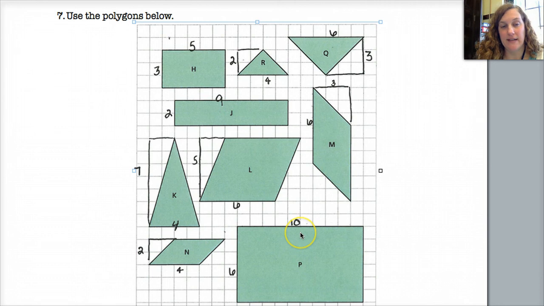P is 6 by 10. And looking at H and P, 3 by 5 and 6 by 10, I can easily see that I can double that. If I multiply 3 by 2, I get 6. 5 by 2, I get 10. So it must be H and P.